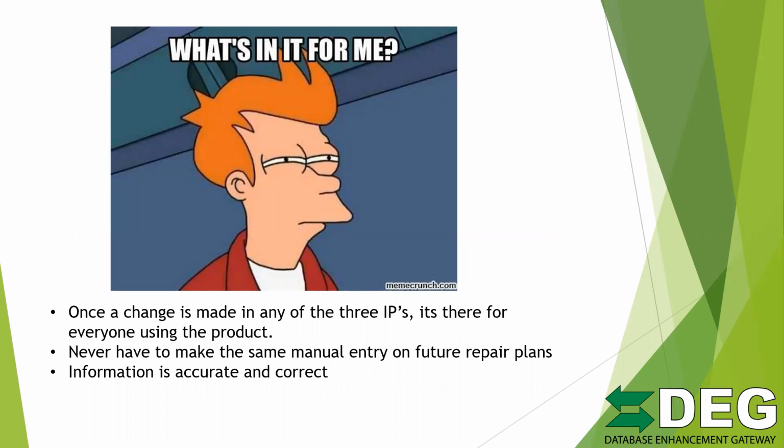I mean, you've confirmed that, you finally located this part. It's 35 cents. What did you do all this for, 35 cents essentially? Well, once a change is made in any of the estimating systems after a correction, it's there for everyone in the industry that's using the product.